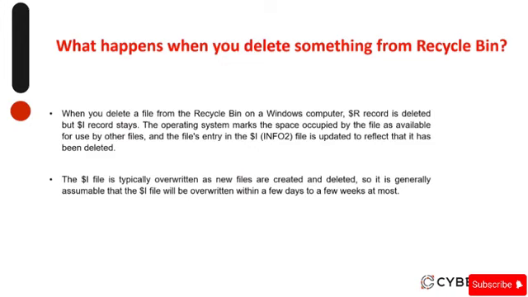What happens when you delete something from the recycle bin? When you delete a file from the recycle bin on a Windows computer, the $R record is deleted, but the $I record stays for a while. The operating system marks the space occupied by the file as available for use by other files, and the file's entry in the $I file is updated to reflect that it has been deleted. The $I file is typically overwritten as new files are created and deleted, so it is generally assumable that the $I file will be overwritten within a few days to a few weeks at most.